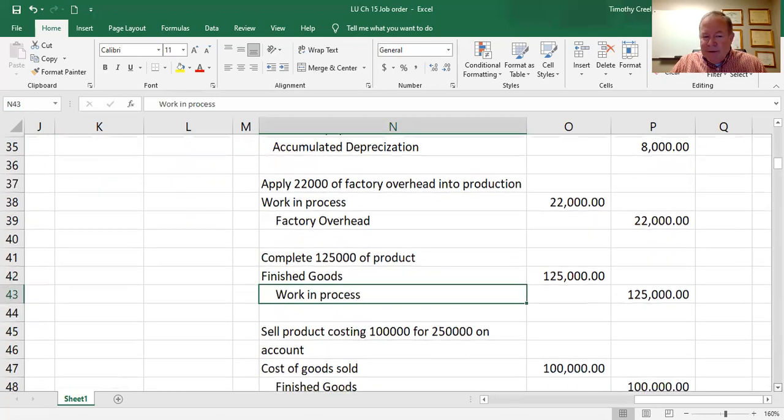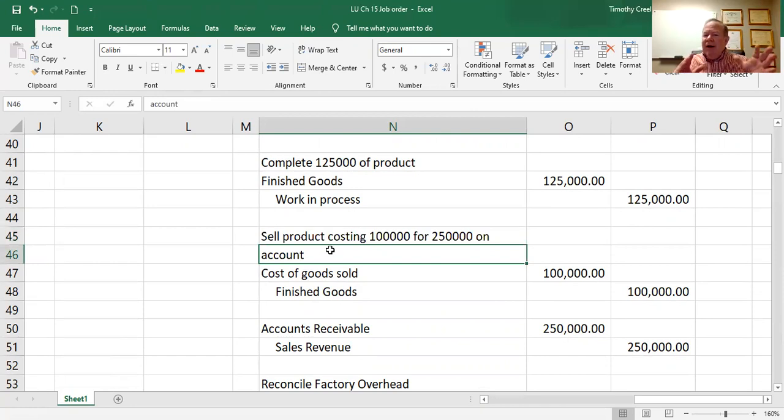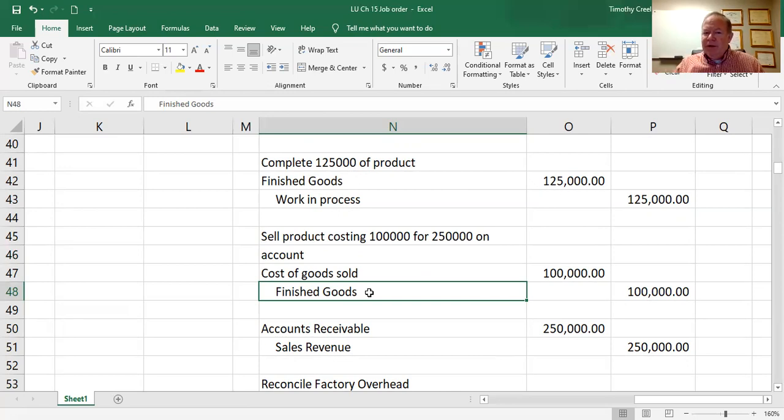We sell product costing $100,000 for $250,000 on account. So whenever we sell product, we're going to make two entries. One is we want to record the sale, and the other one is we want to record the item coming out of inventory. So we want to do both. We want to record the sale. We want to record the item coming out of inventory. So notice what we would do here. If an item is complete and it moves out of inventory, then we're going to credit finished goods because it's going to leave finished goods, and we're going to debit cost of goods sold.